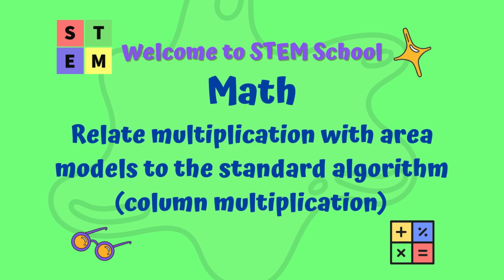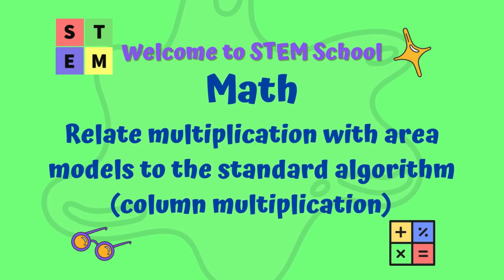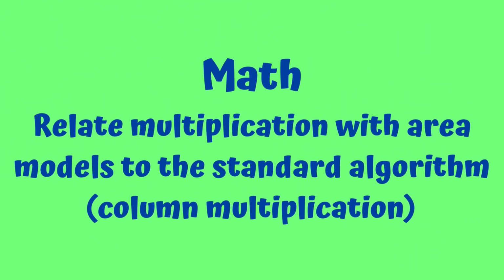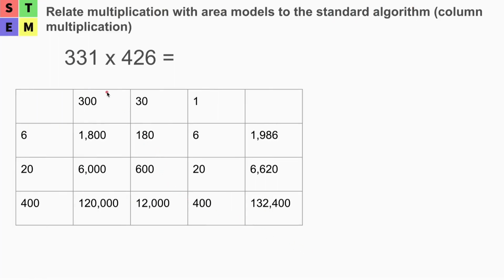In this lesson, we are going to relate multiplication with area models to the standard algorithm. Let's take a look at our example here. We have 331 times 426.